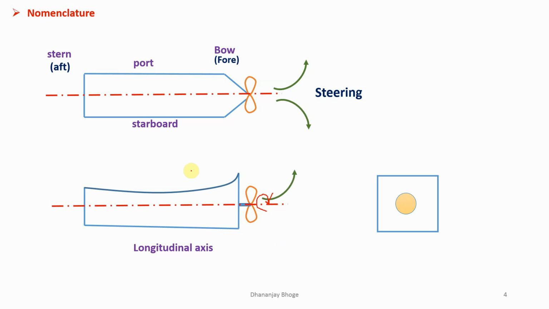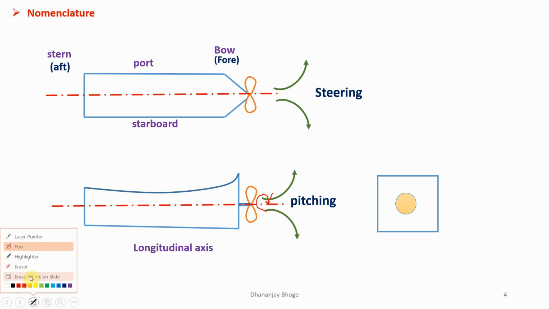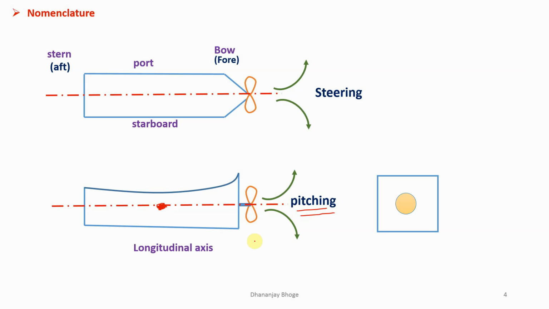Another type of motion is the up and down motion of the fore end or up and down motion of the bow about the axis perpendicular to this plane. Say the axis passing through this point, and this up and down motion of the bow is called as pitching. Pitching also changes the direction of spin axis, and so it will induce the gyroscopic torque.